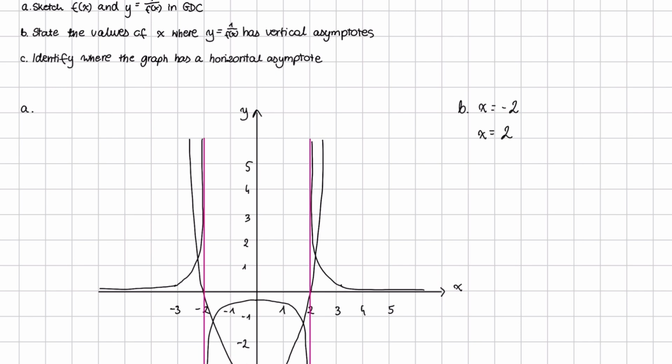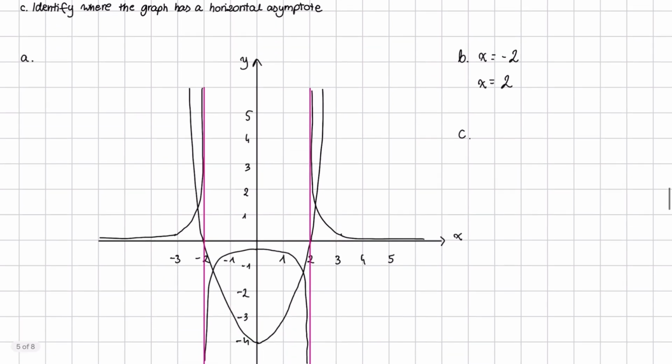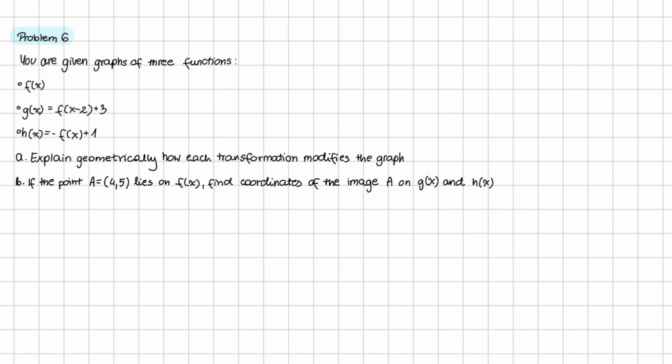And in C we have to identify where the graph has a horizontal asymptote. So we can observe that our horizontal asymptote is only one and is here. It is like our x-axis. So our horizontal asymptote is at y = 0.